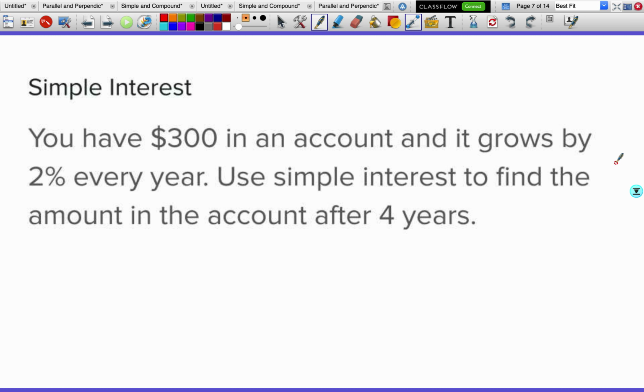All right, let's talk about simple interest. So you have $300 in an account, and it grows by 2% every year. Use simple interest to find the amount in the account after 4 years. So simple interest says that 2% for 4 years, I'm just going to multiply those and get that that's basically like 8% once. So 8% one time. All right, so it's ignoring the effects of compound interest, not allowing interest to grow on top of interest, and just saying, I'll just add up all of my percentages and pay it out one time.